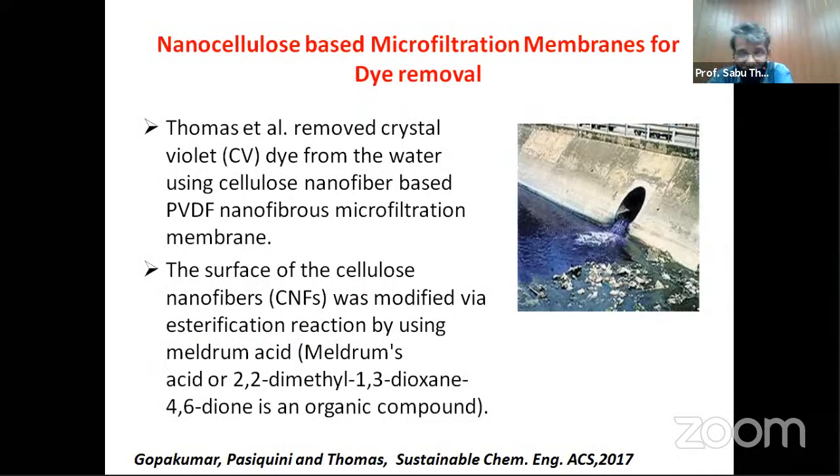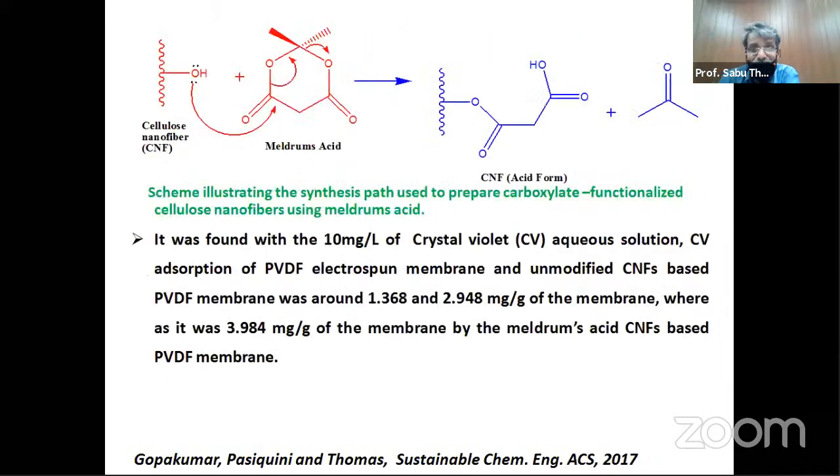Dibu did one more thing. Dr. Dibu did a small chemistry on the surface. That's the beauty of this. Look at this. This is the structure of cellulose, nanocellulose, and I've shown only one hydroxyl group. What sort of chemistry have we done? We have reacted this with Meldrum's acid, a beautiful green chemistry group. And Dibu could introduce a COOH group on the surface of this nanocellulose. So specifically, he put a lot of negative charge on the nanocellulose surface by putting the COOH group.